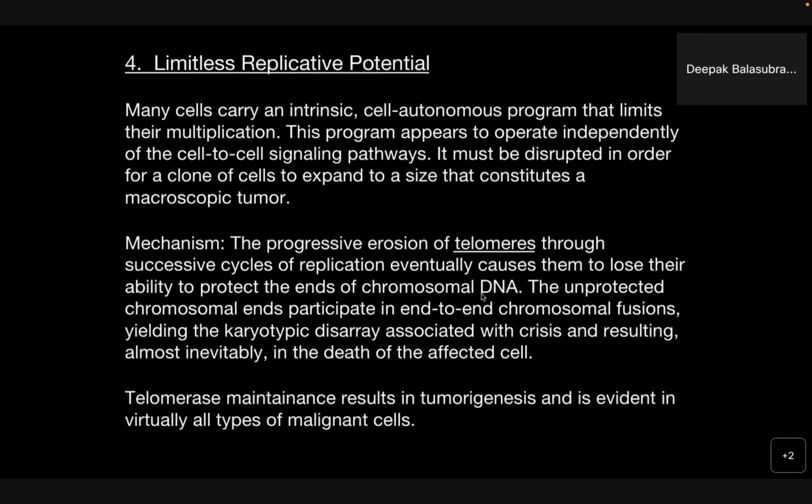Next, limitless replicative potential. Normal cells will stop dividing at a certain point and undergo apoptosis; they don't have limitless potential to replicate. This is brought about by the progressive erosion of the telomeres. Each successive replication of normal cells causes a shortening of the telomeres, and the unprotected ends of these telomeres participate in chromosomal fusions.